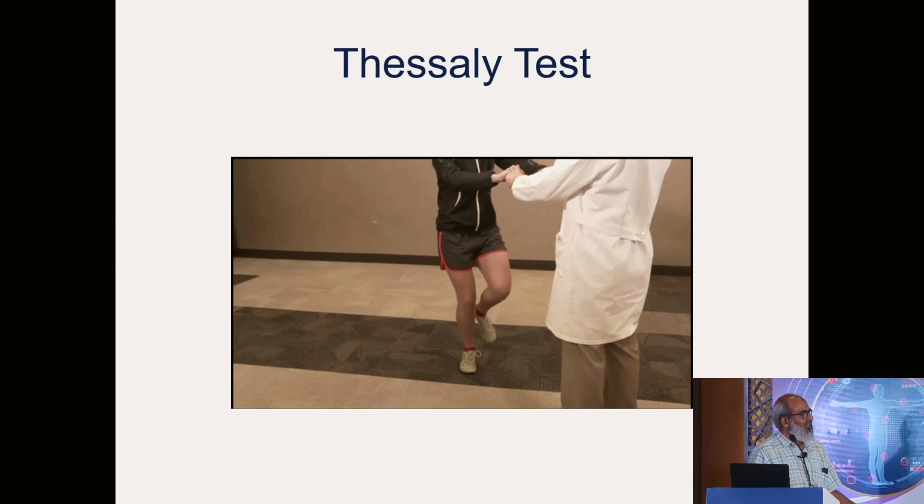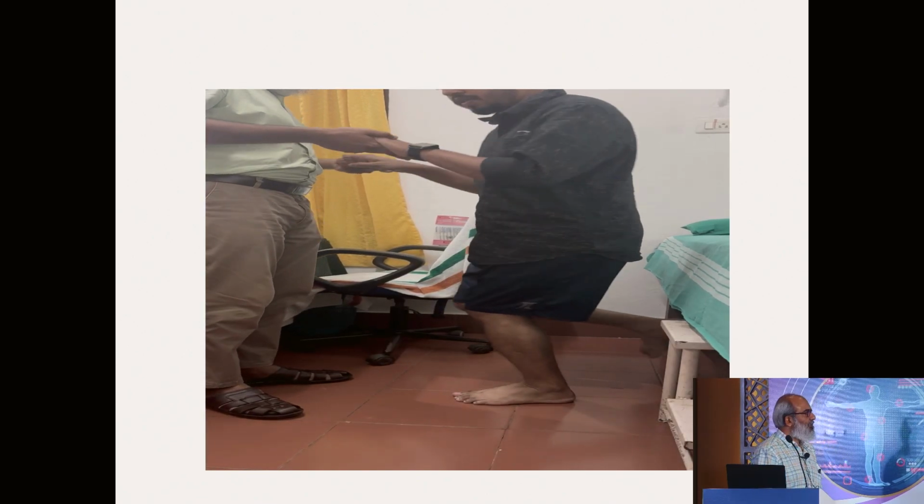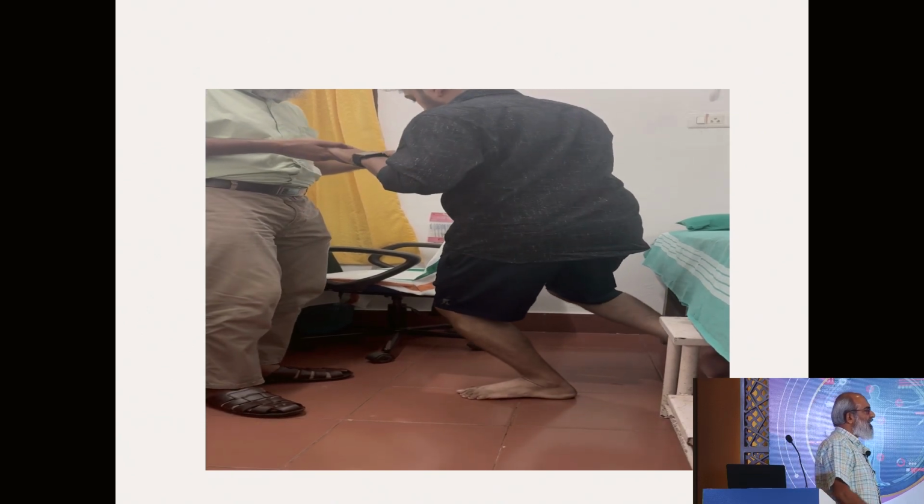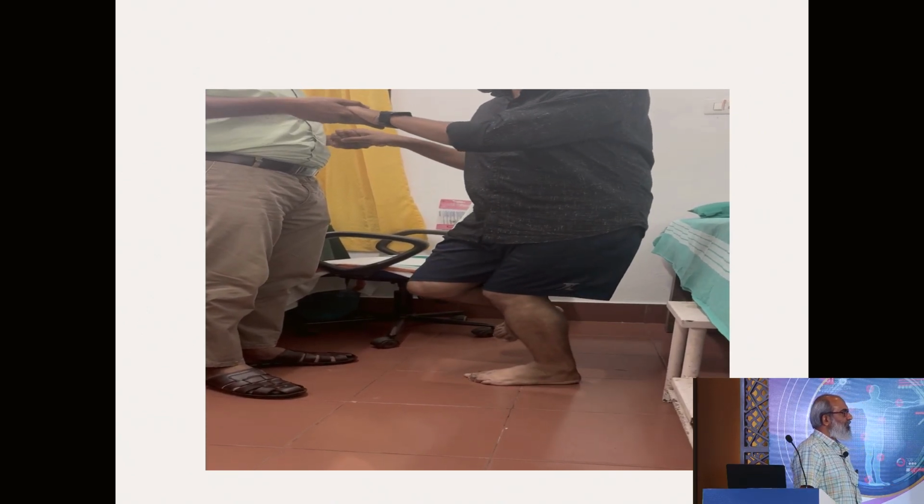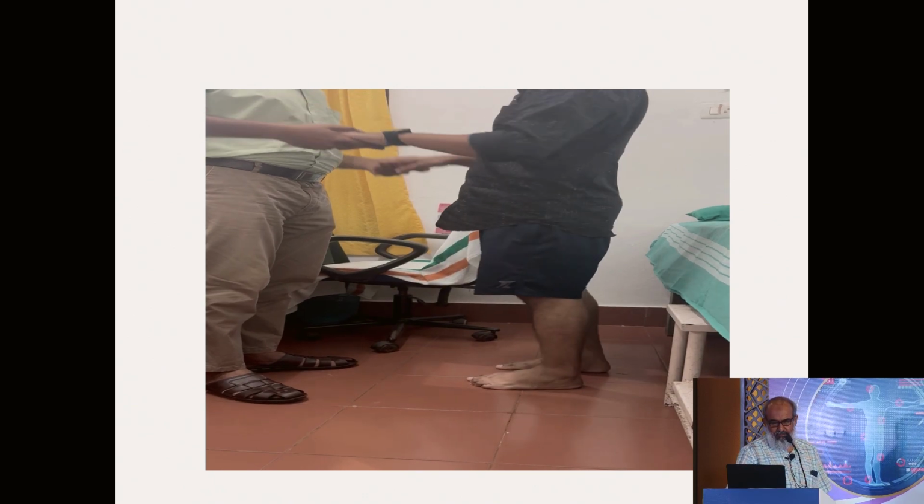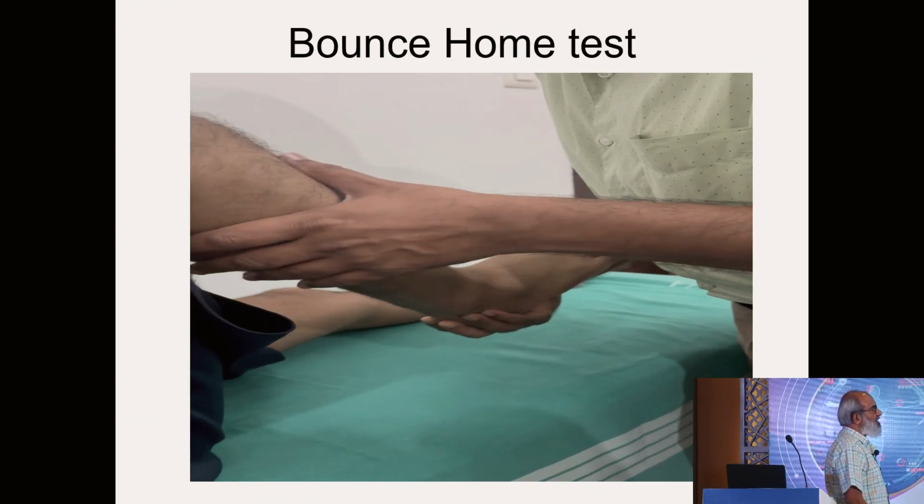It's a good test. It gives an idea. You make the patient twist around with 20-degree knee flexion 3 times and see whether there is any pain. 20-degree flexion and just turn around. You can check for any pain. That's the Thessaly test. Then the bounce home test. This also has a very good specificity.